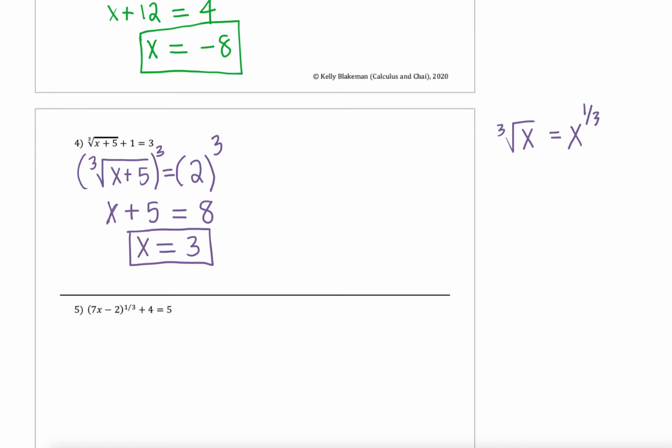So our first thing on this one that we're going to want to do is isolate that 7x minus 2 to the 1/3. So we're going to go ahead and subtract the 4. So we end up getting just a 1 on the right-hand side then.